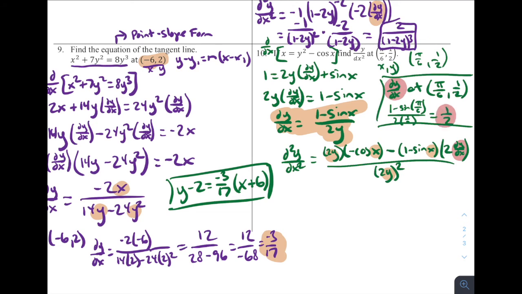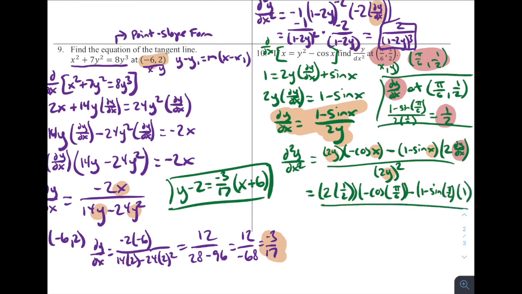So I will just substitute in as I work through this. So 2 times our y. Again, the coordinates that we're using are these up here. 2 times 1/2 times negative cosine of pi over 6 minus 1 minus sine of pi over 6 times 2 times 1/2, which is going to be 1, divided by 4 times y squared. Y is 1/2 squared for that. So if we simplify here, this looks like this is going to be 1.